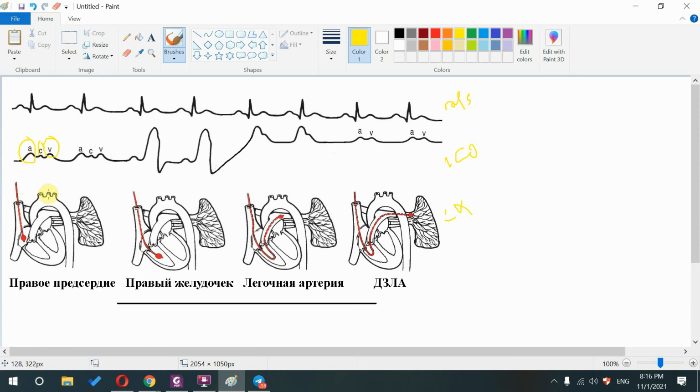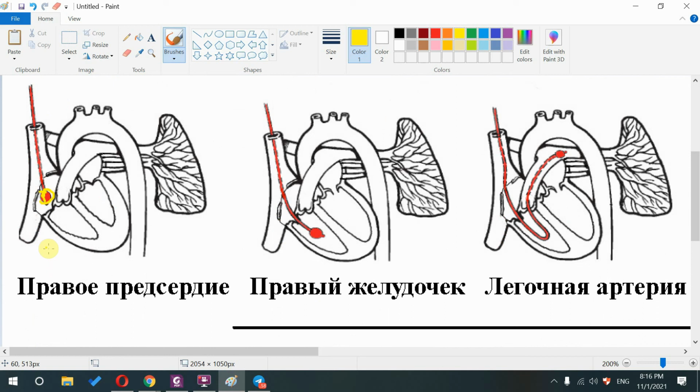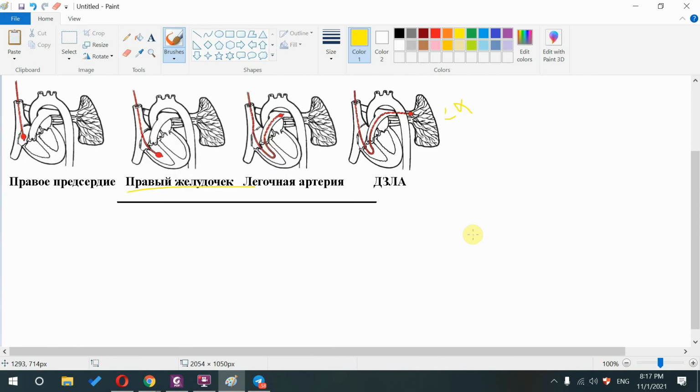Anyway, so we bring the Swan-Ganz catheter and we put it inside of the heart. You put it inside of the heart here and you start checking. In this case, you are checking the right atrium, written here in Russian. After you check the right atrium, you pass it forward. You pass it to where? You pass it to the right ventricle and you check the pressure of the right ventricle. Also in Russian here it's written right ventricle.